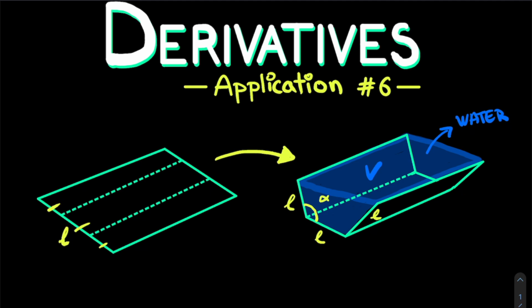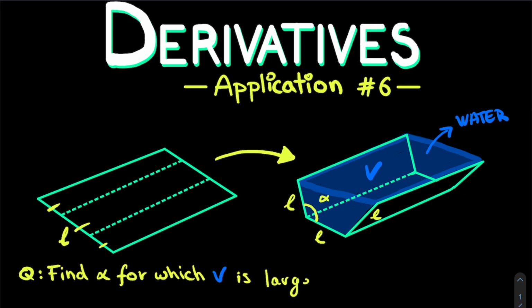In this case, you want it to transport as much water as possible, and this translates into the volume needing to be as large as possible. And of course, you probably already see the question coming. For which alpha, so for which angle, will this volume be maximal? And this will be the extremum problem that we're going to solve.